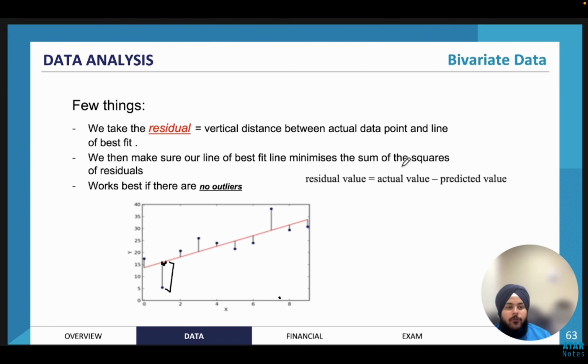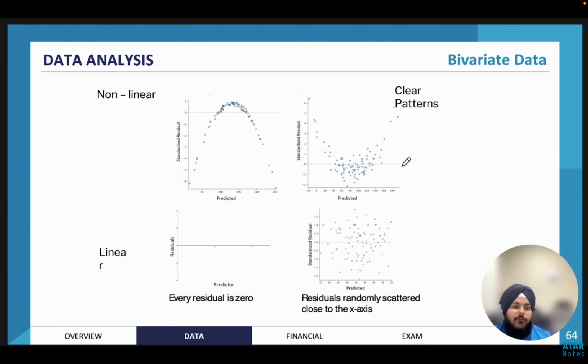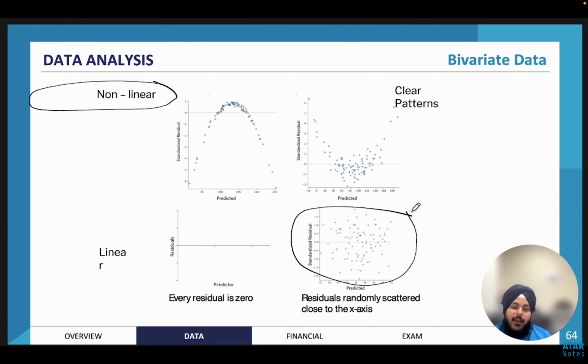Okay, and then once you have all your residuals for all the different data points, all the different x values, you can sketch a residual plot. The residual plot will look something along these lines. If there is a clear pattern in how the residual values are placed, we can say that the distribution is nonlinear. So this is how we determine if something is nonlinear or linear: by determining whether the residual plot has a clear pattern or something like this, just a random scatter. Random scatter means that the residuals are close to the x-axis and that there is no inherent pattern.